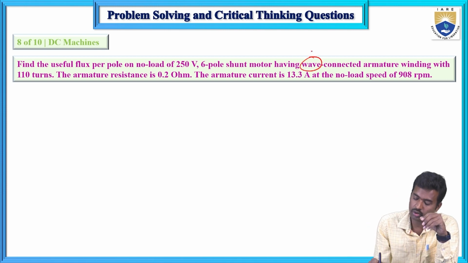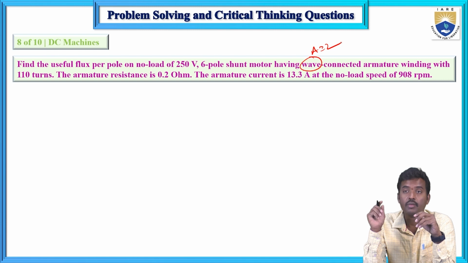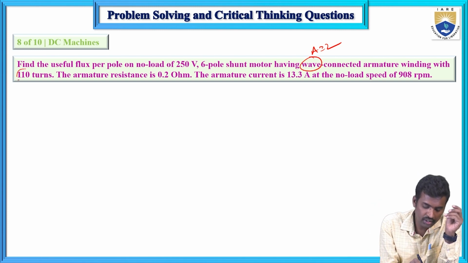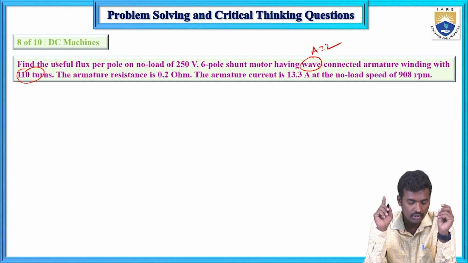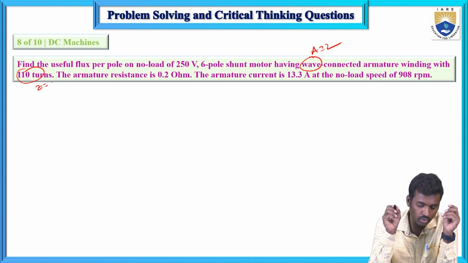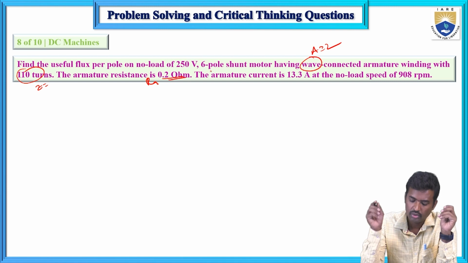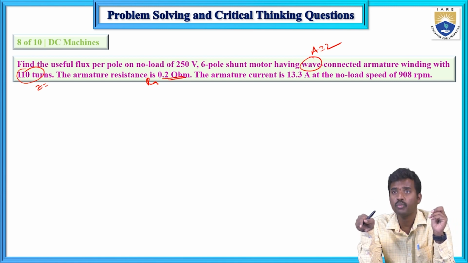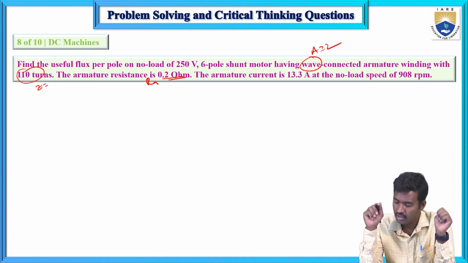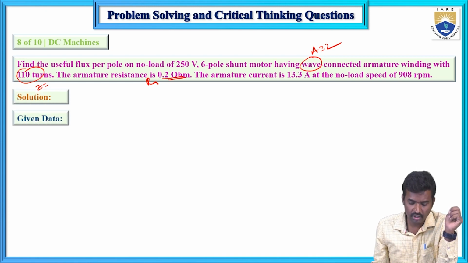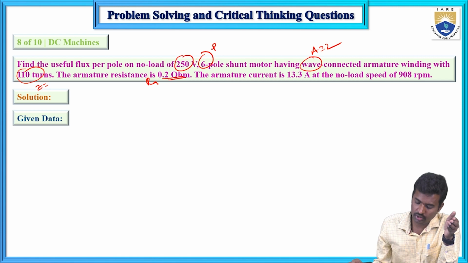Now the eighth one: find the useful flux per pole on no load of a 250 volts, 6 pole shunt motor having a wave connected armature winding with 110 turns. Here A equals 2, same thing. 110 turns indicates one turn equals two conductors, so Z equals 110 into 2. Now the armature resistance RA is 0.2 ohms and the armature current is 13.3 amperes at the no load speed of 908 rpm. Now moving on to the solution, the given data: Z, wave connected A equals 2, V equals 250, poles equals 6, armature current IA, and this is the speed.